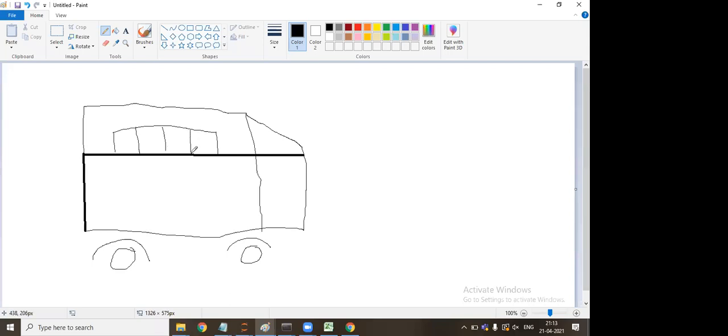What does it look like? A bus. A vehicle. Yeah, it looks like a bus or something, you can call it a vehicle. So let's assume it's a bus that is going on a holiday trip to Nainital. This is a bus and it is going for a trip to Nainital.